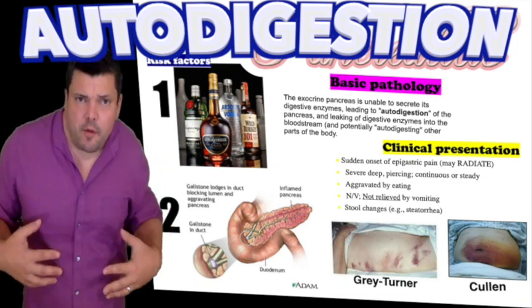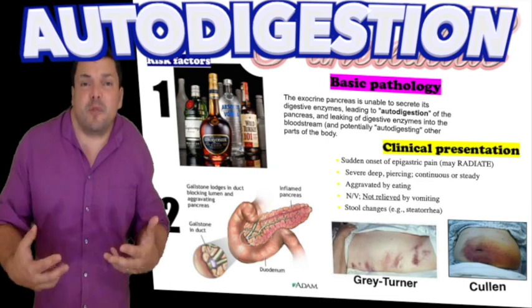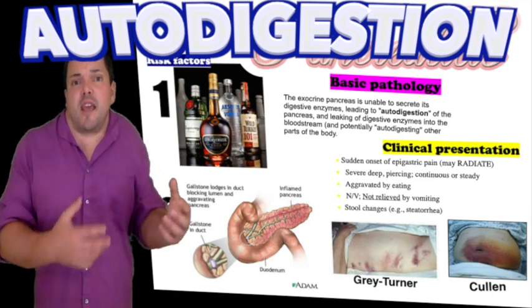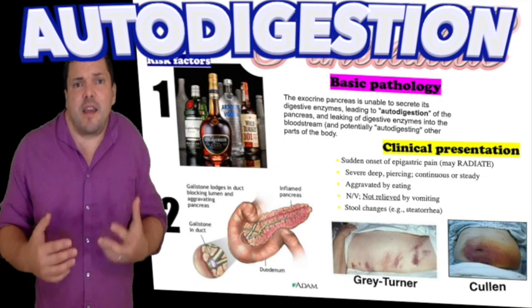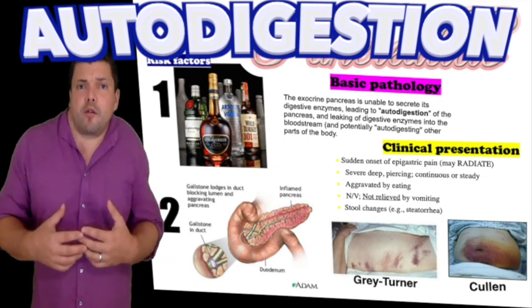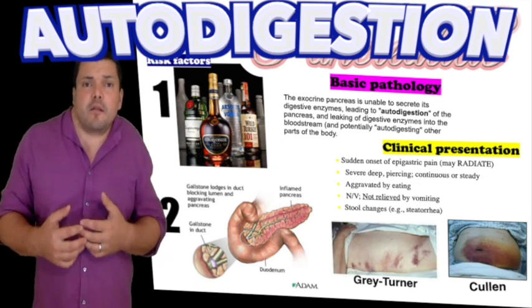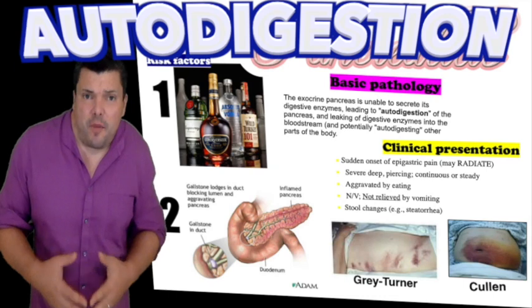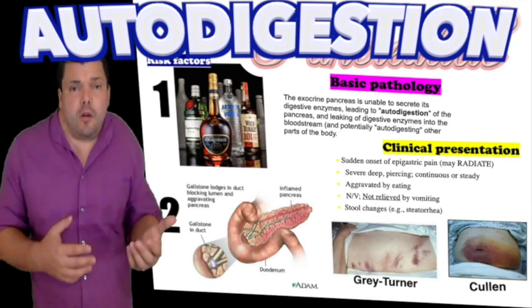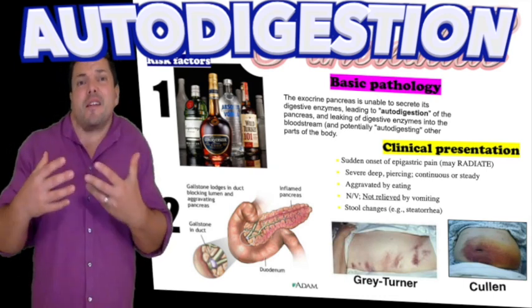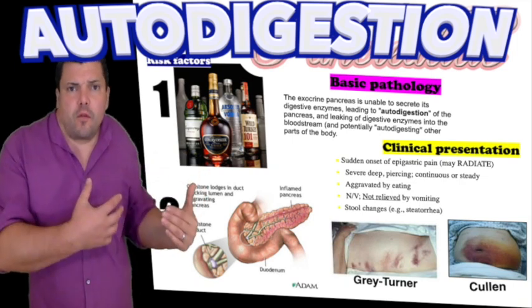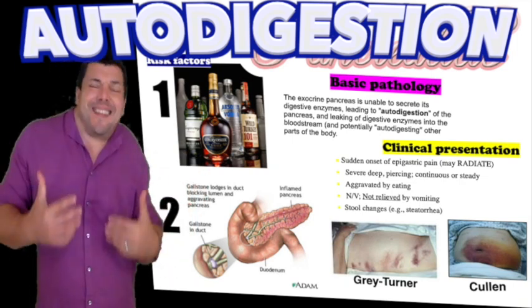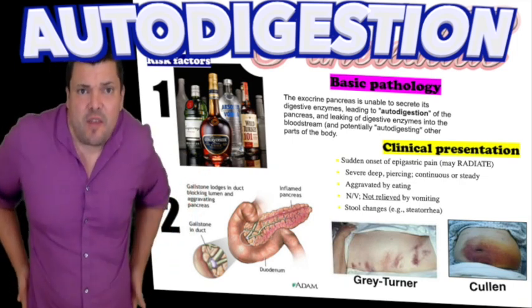Autodigestion within the abdominal cavity can cause bleeding, and ecchymosis can be the result. Cullen's sign is an indication of abdominal autodigestion characterized by ecchymosis around the umbilicus. Gray-Turner's sign is another sign of more systemic autodigestive occurrences, and these are ecchymoses going down the flank.